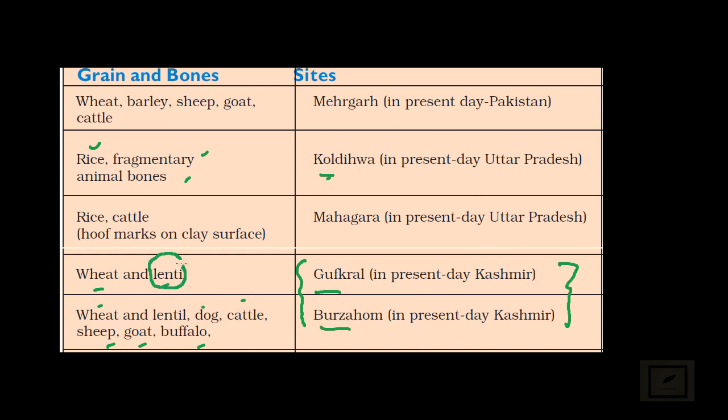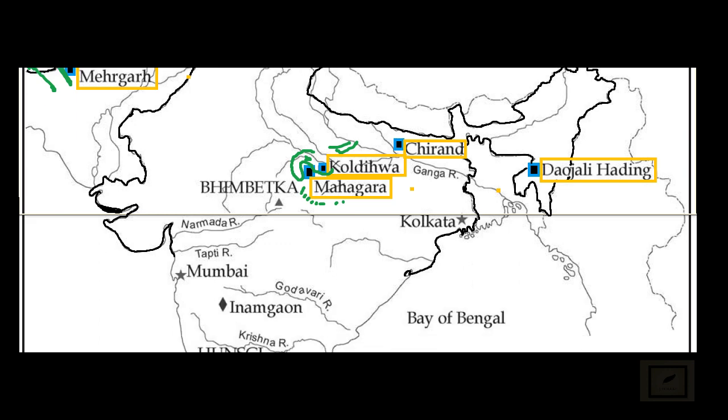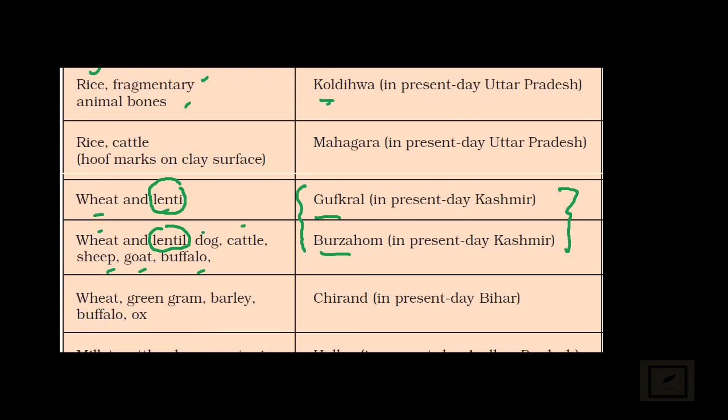It's a particular thing that we haven't found anywhere else. So lentil is a thing that we have found in Kashmir, and this is Burzahom and the nearby site Gufkral. So this is what the people of the Neolithic sites of this area must have been using.